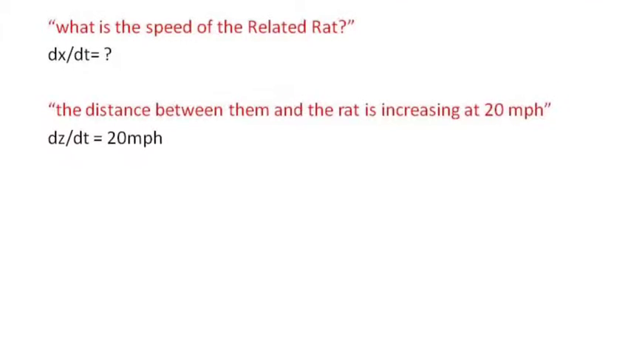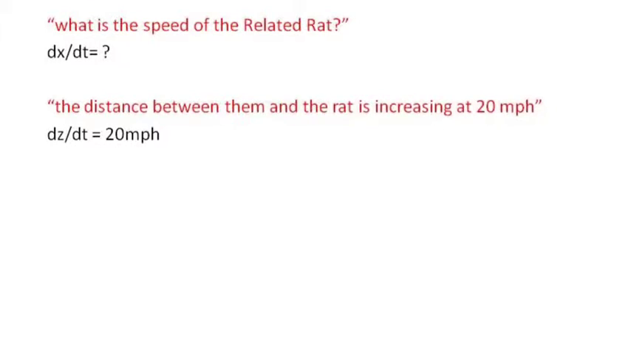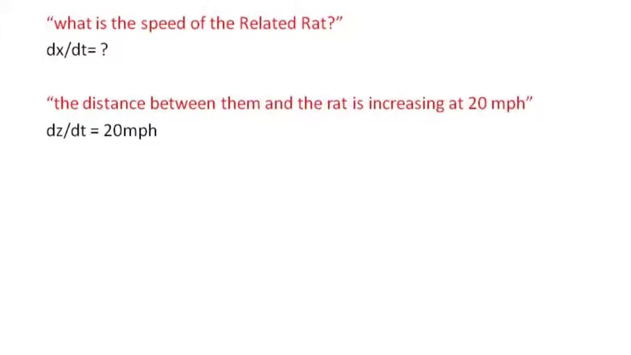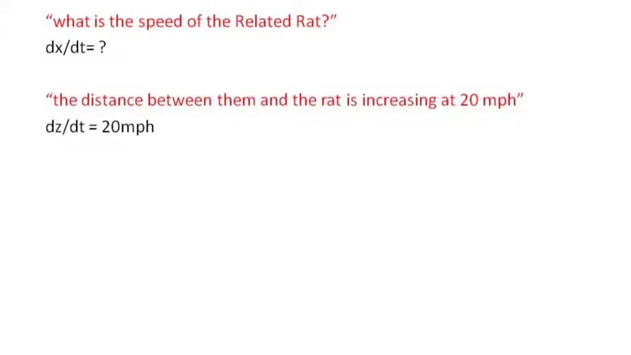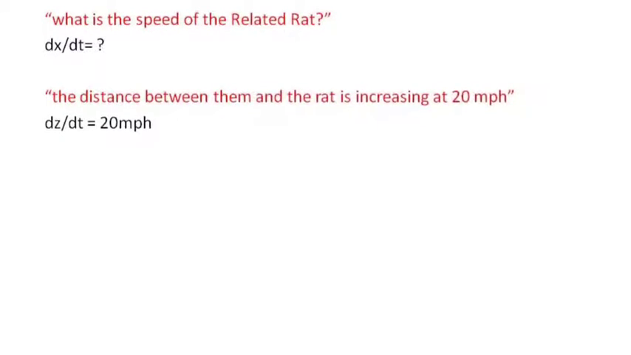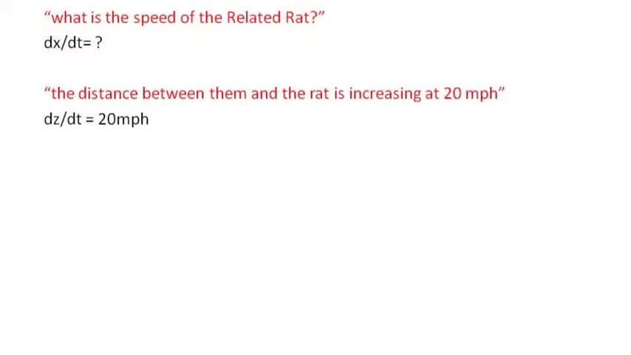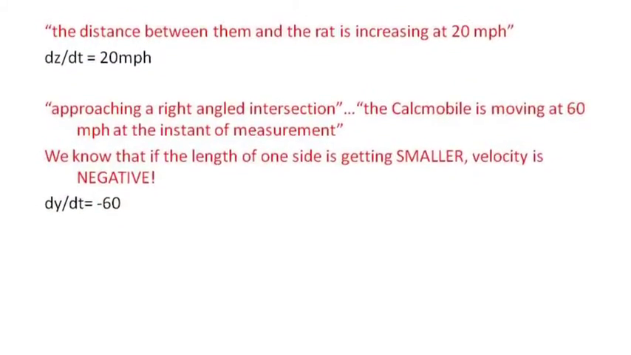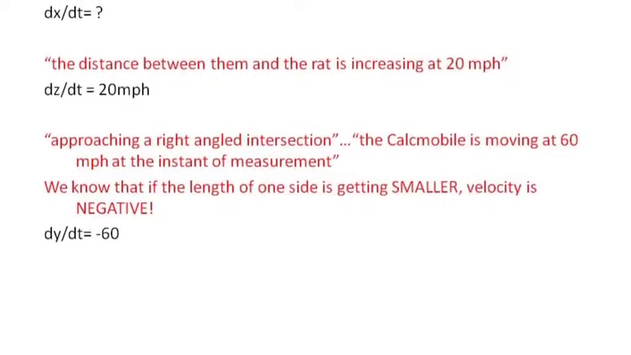Right. And we know that the distance between us and the rat is increasing at a rate of 20 miles an hour. That means that the rate of change of z, or dz/dt, is 20 miles an hour. We also know that we're approaching the intersection at 60 miles an hour. That means our velocity is represented by dy/dt equals... 60? No! You're forgetting that as we drive, we are approaching the intersection. Our side of the triangle is decreasing. That means our velocity is... Negative 60.